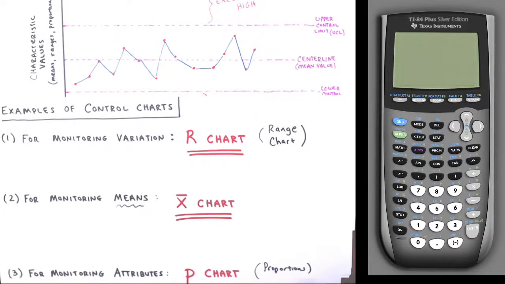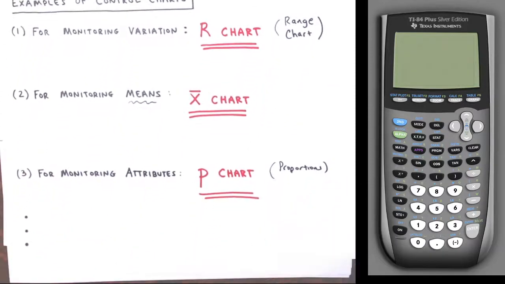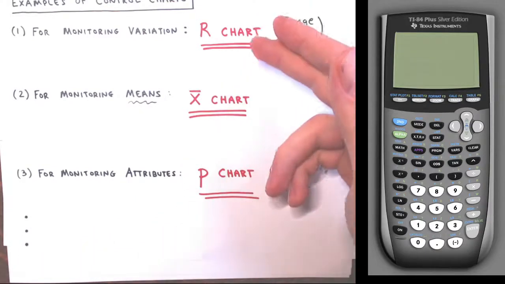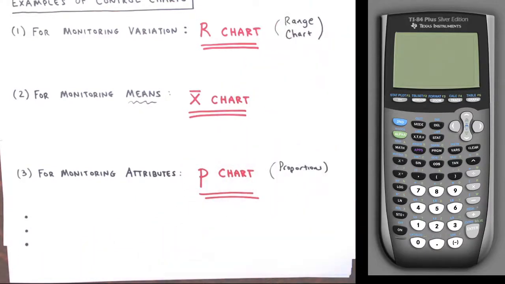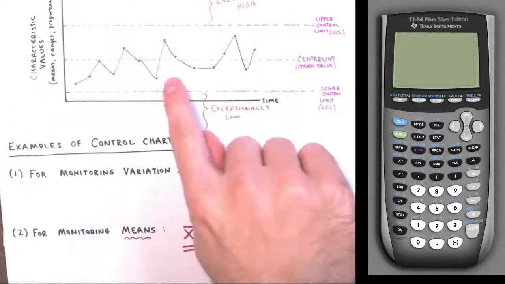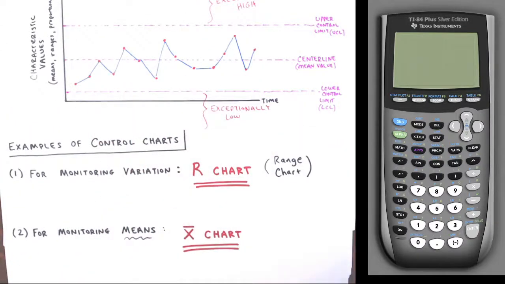And there's more, right? I mean, this R chart, X bar chart, P chart, these aren't the only kinds of control charts, but these are going to be the only kinds of control charts I'm going to do videos on that I'm going to show you, okay? And then just as with the run charts, right? When we're looking at a control chart, how do we determine if the process we're monitoring is stable or not?